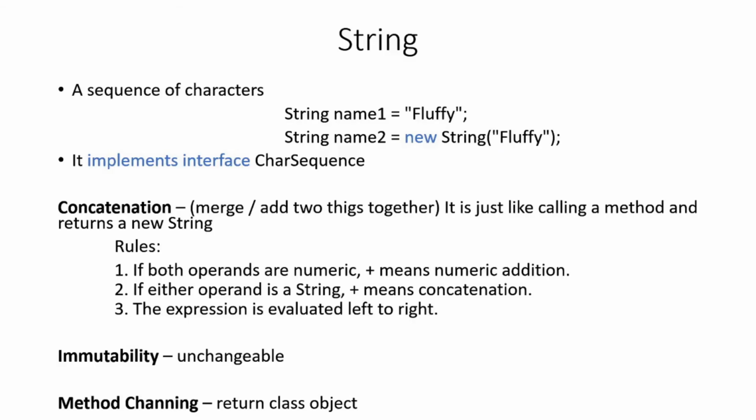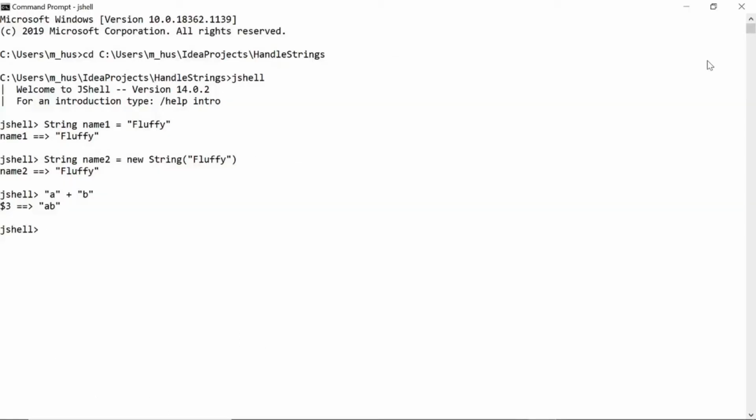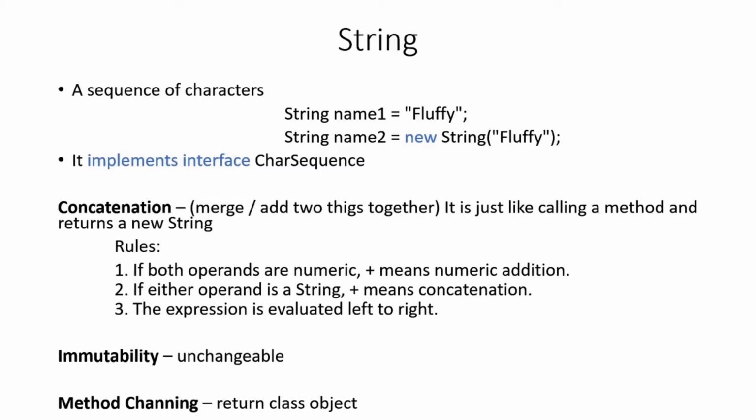All right. The rules: if both operands are numeric, plus means numeric addition. So if I say 1 plus 2, it gives 3. If I say "AB" plus 3, it merges. If either operand is a string, plus means concatenation. So you have seen that "AB" and plus 3, it concatenated. The expression is evaluated from left to right.